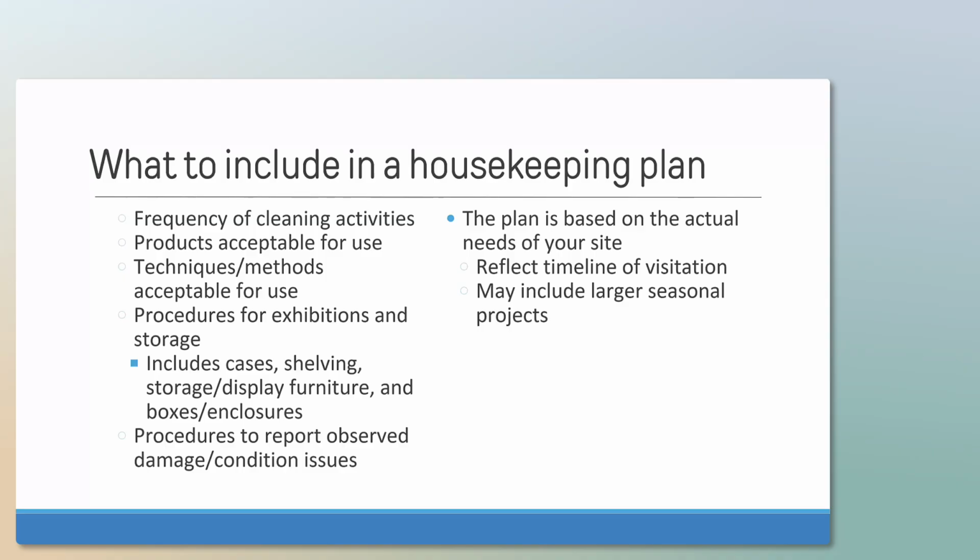The plan should address procedures for housekeeping in all types of spaces that have collections. So again, if you're not at a collecting institution, take what I'm about to say and adapt it as necessary. But for example, in a museum, the housekeeping plan would include both exhibition and storage areas. And these include the shelving and furniture in use. A housekeeping plan can also include protocols for staff to report damage, both to collections, objects, and the building.